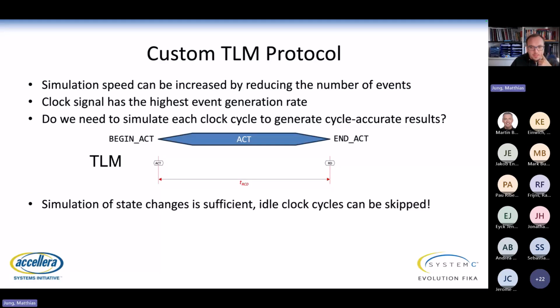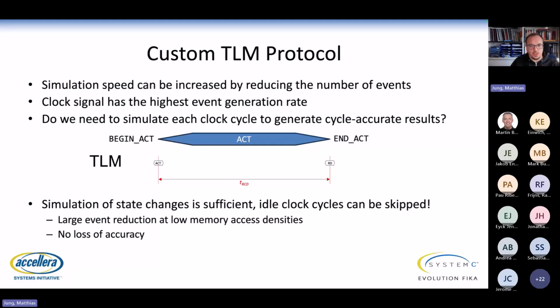Yeah, so we can skip idle clock cycles, and we have a large event reduction, especially at low memory access densities, but we have no loss of accuracy. So from a timing perspective, DRAMSys gives you the same results as an RTL model, but for that we need a lot of math in the background to calculate the correct times. And I want to talk about this also in a minute.